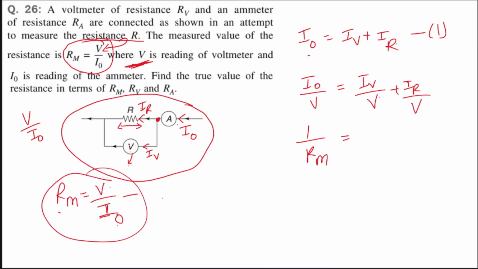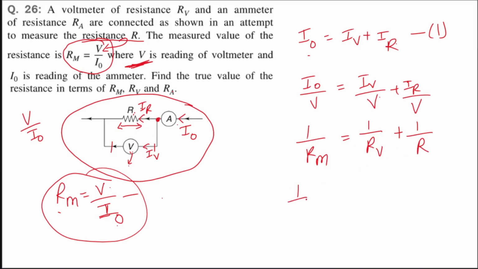Now what will be this IV by V? So V is what? Voltage drop across the voltmeter, right? That is basically equal to the voltage drop across R, because these two are in parallel. So V is also the voltage drop across the voltmeter and IV is the current across the voltmeter. So this will give you what? 1 by Rv. And IR is what? This is the current across the resistor, and V is the voltage drop across the resistor. So this will give you 1 by R, the actual value of the resistance.